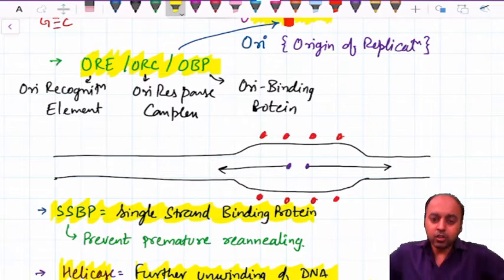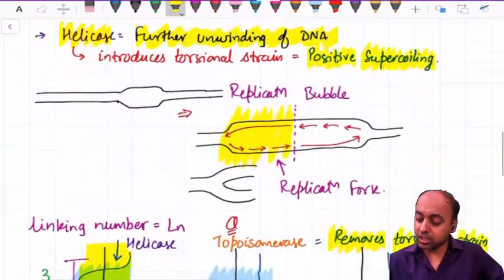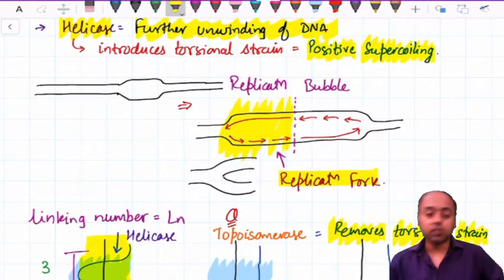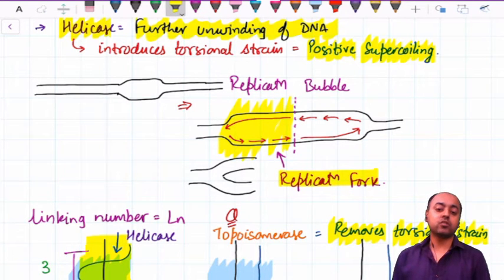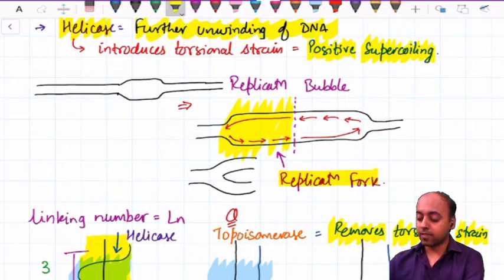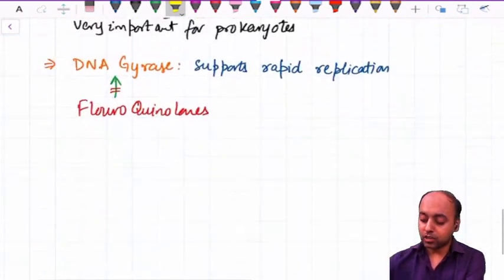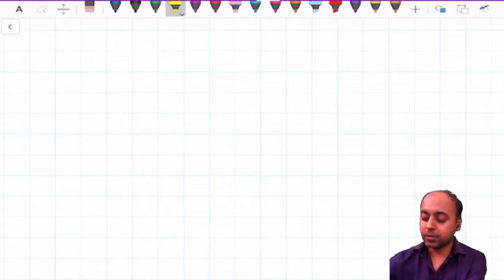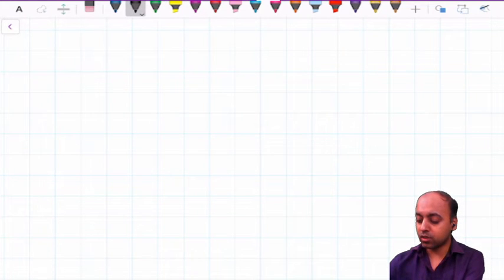All right. So let's go back to the replication fork. What is happening in the replication fork? Now that you've understood the function of helicase, let's go back to the replication fork. So what I'll do, I'll draw the replication fork, a bigger diagram for replication fork.